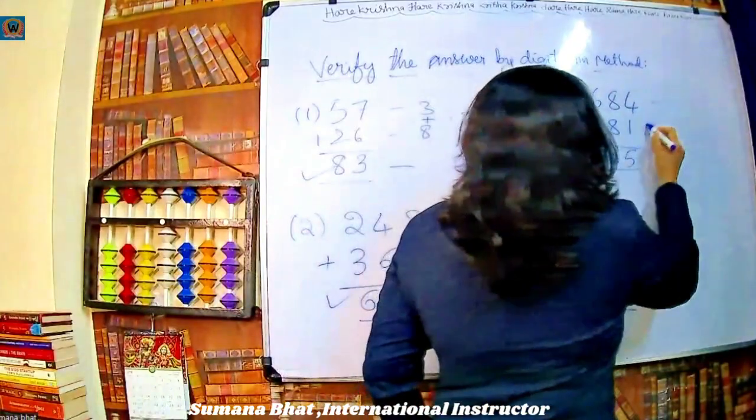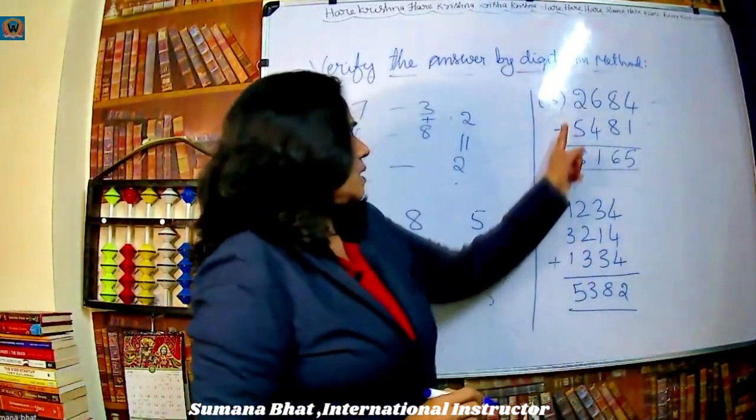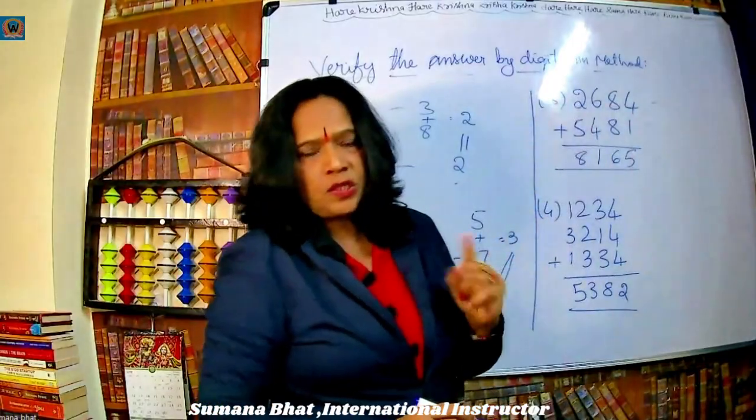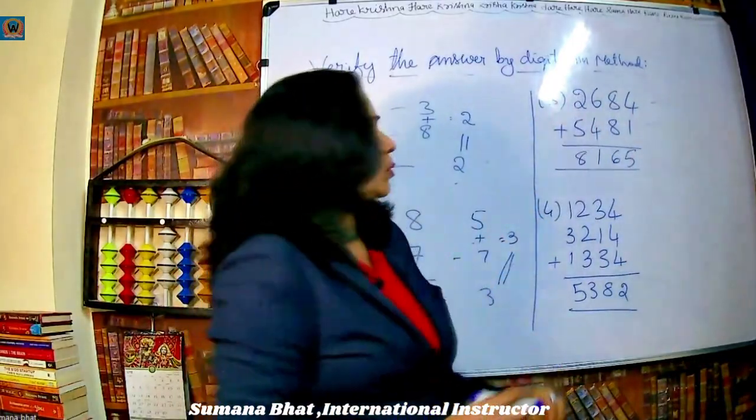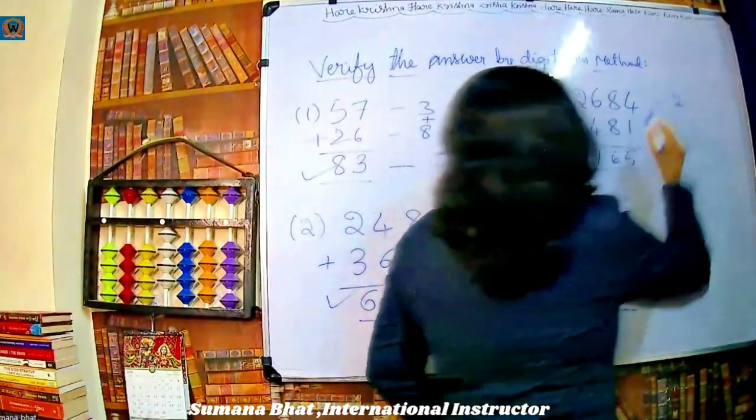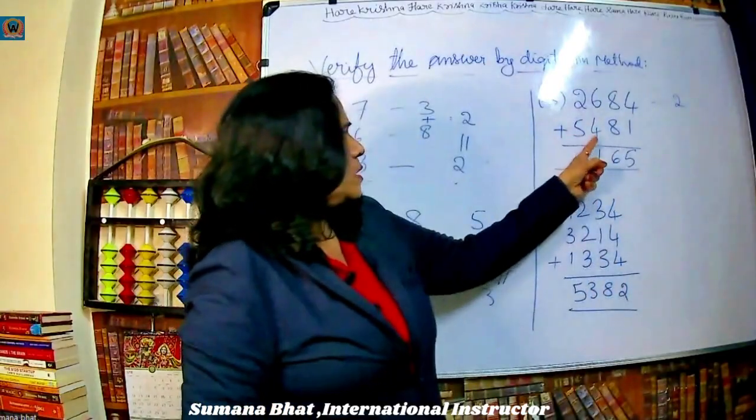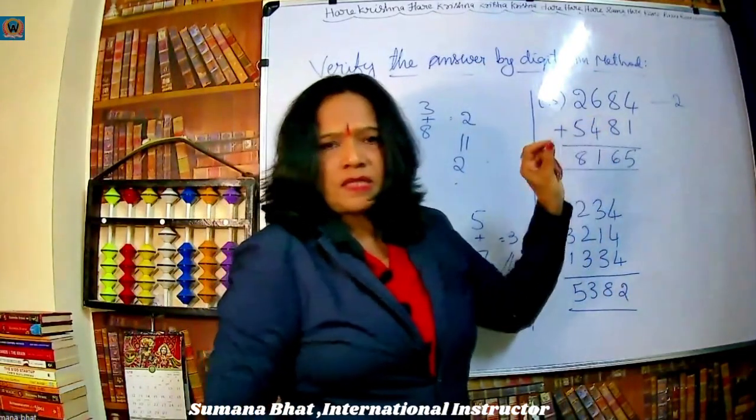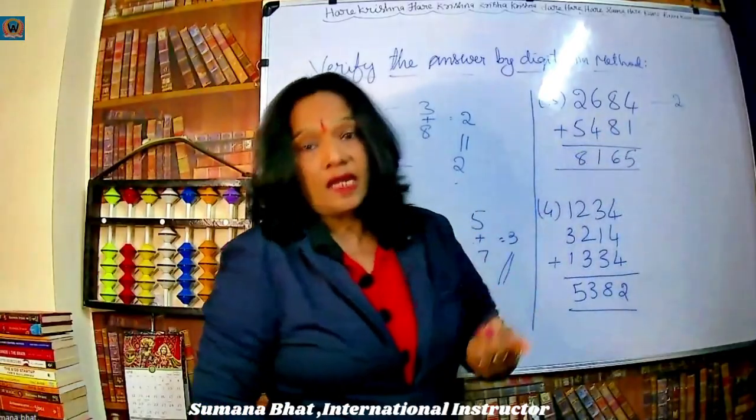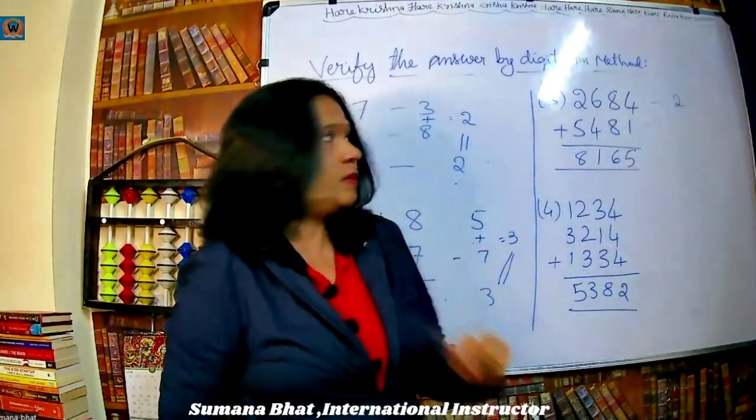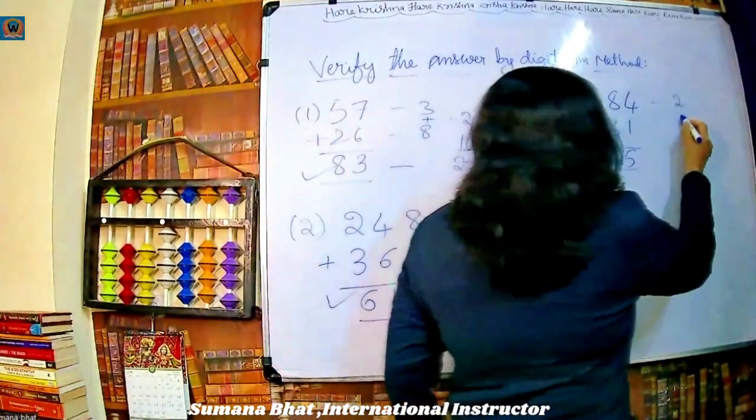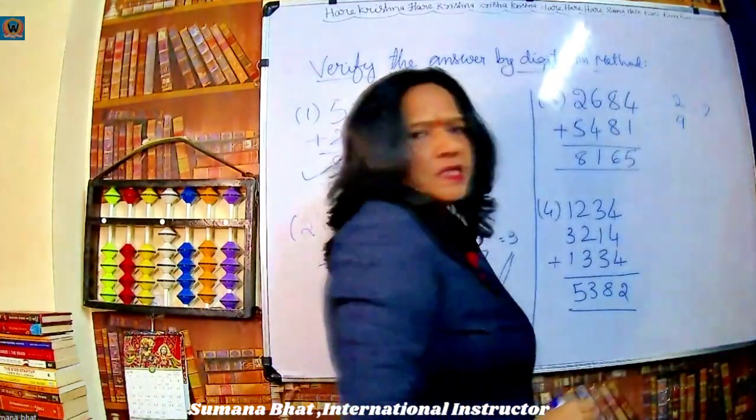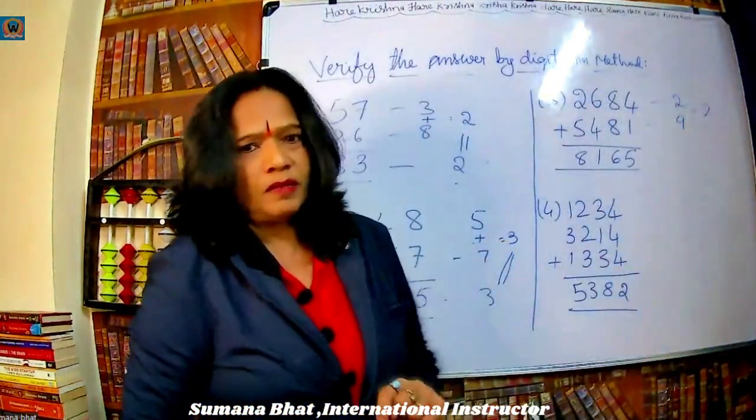See. Okay. 2 plus 6 is 8. 8 plus 8 is 16. 16 plus 4 is 20. 20 is 2 plus 0. So the digit sum is 2. Here it is 5 plus 4 is 9. 9 plus 8 is 17, plus 1, 18. 18 means 1 plus 8. That will be 9. Okay. 9 plus 2 is 11. 11 means 1 plus 1. The digit sum is 1.